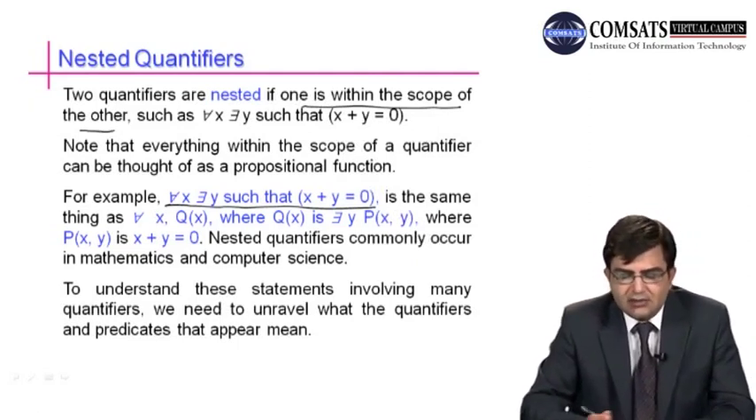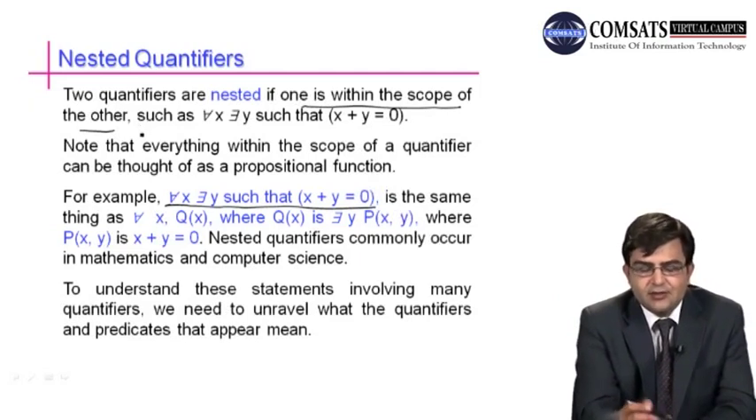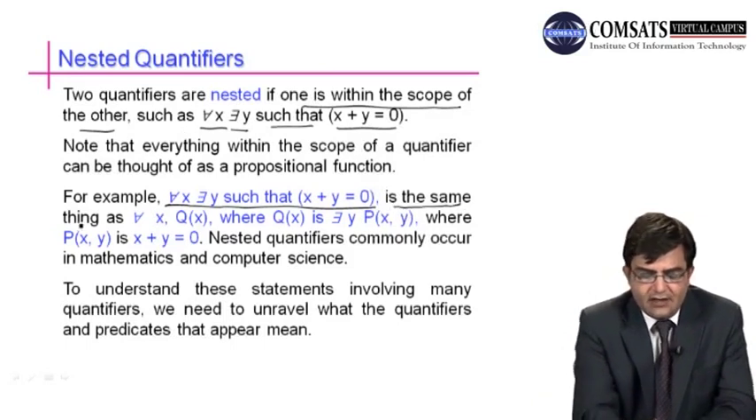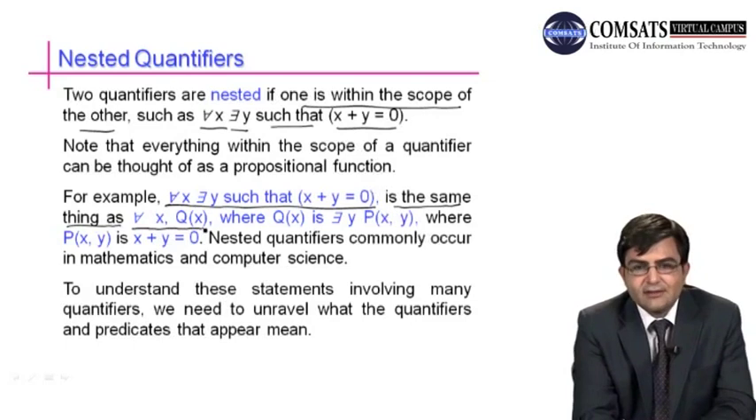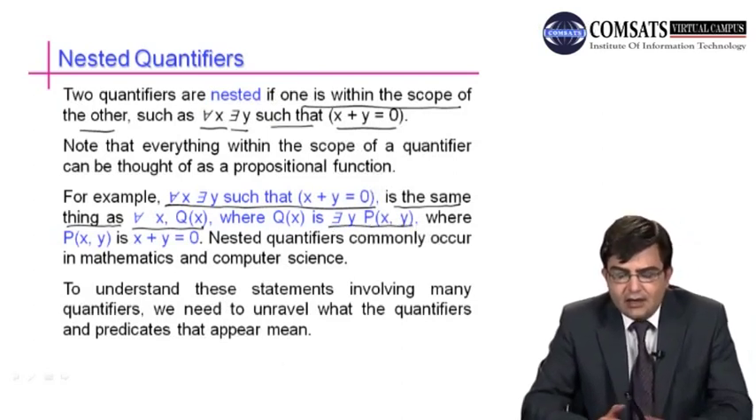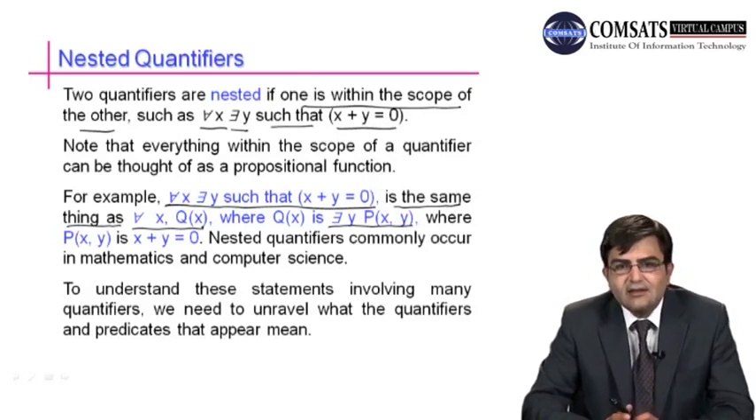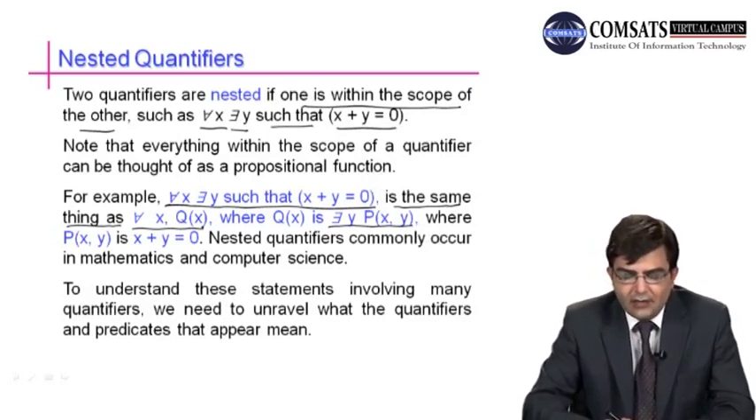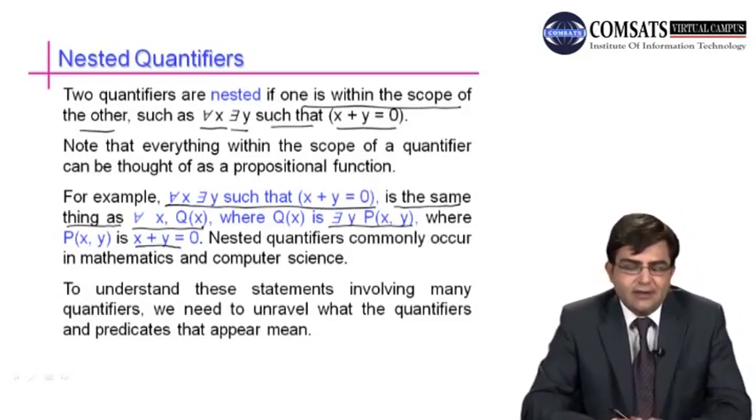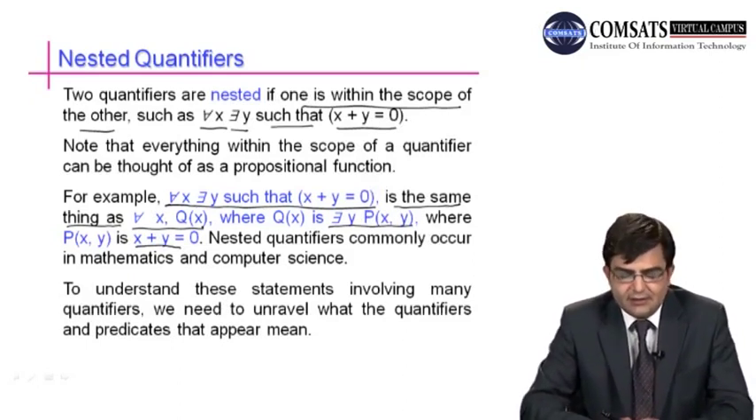Means this is somewhat the same situation, but we say it differently, such as for all x there exists y, such that this is the same thing as for all x Q of x, where Q of x is there exists y P of x y. Means y here is in the scope of x, where P of x y is x plus y is equal to 0. Nested quantifiers commonly occur in mathematics and at many places in computer science.